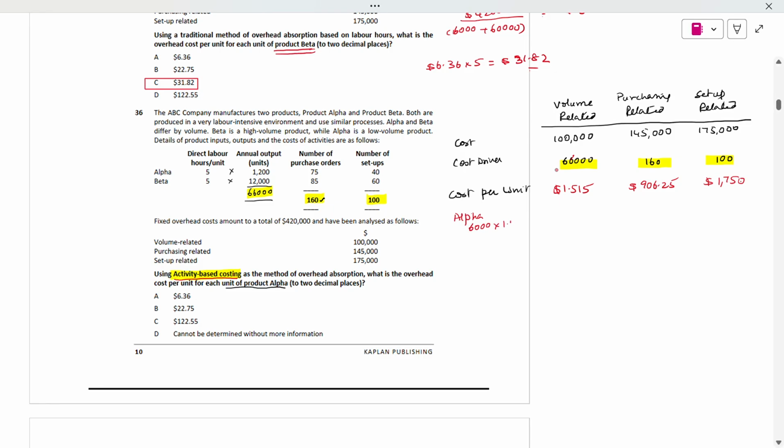6,000 into 1.515. It comes to how much? Wait, it's 6,000 units, 6,000 labor hours. 6,000 labor hours. It comes to how much? This is 6,000, this is 60,000. Are you clear about this? Yes.